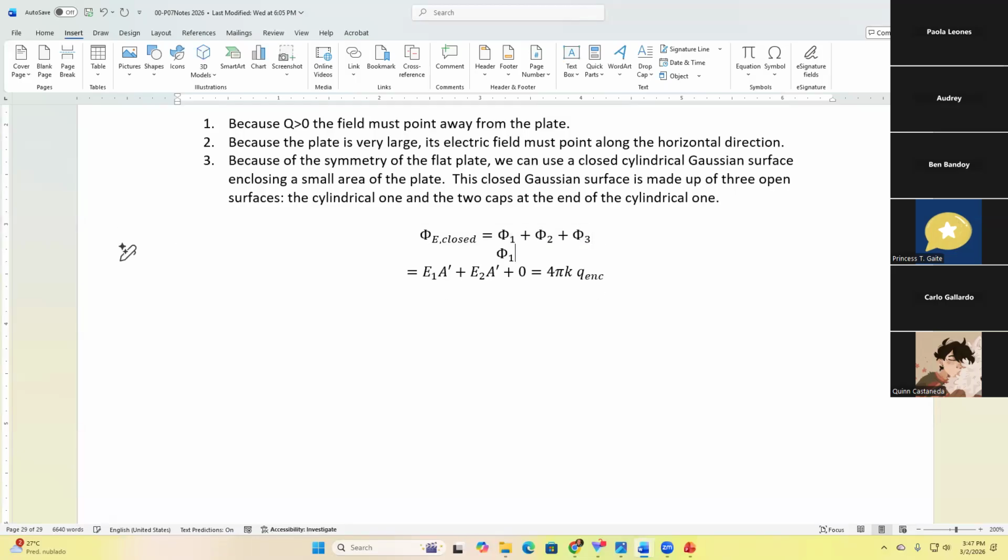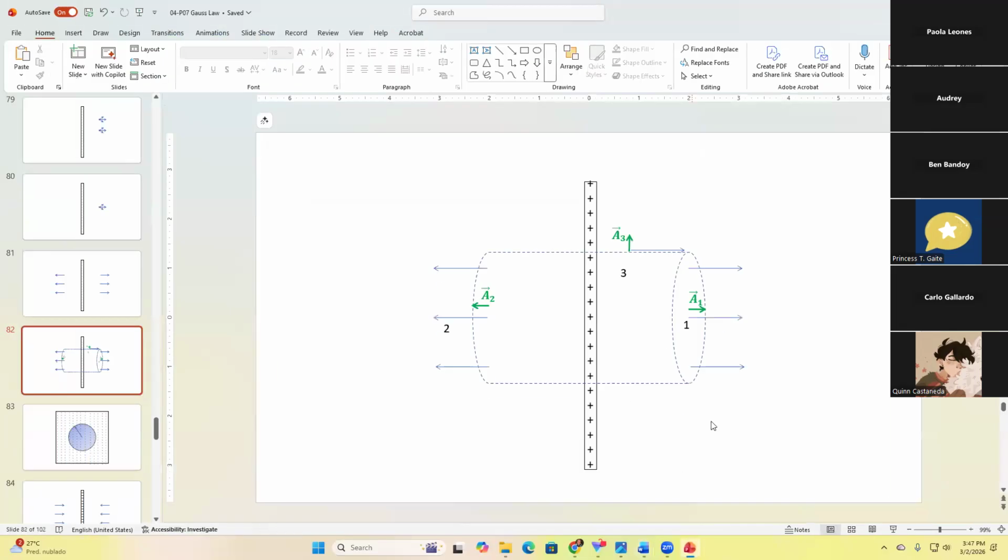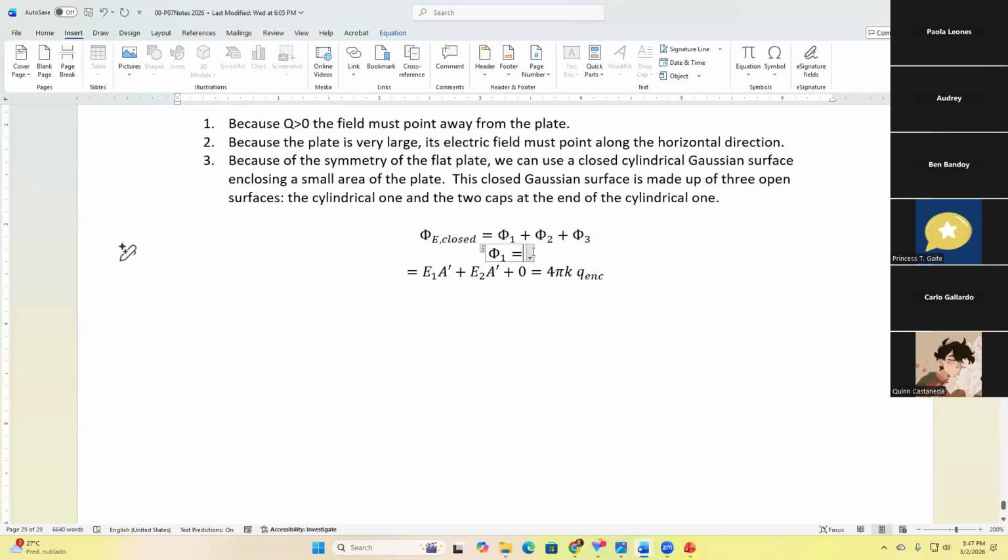The electric flux through surface number 1 is going to be equal to, look here, surface number 1, the electric field is parallel to the area vector, right? So we can state that, because they are parallel to each other, we can write it as E1 times A prime. Let's call that area A prime.